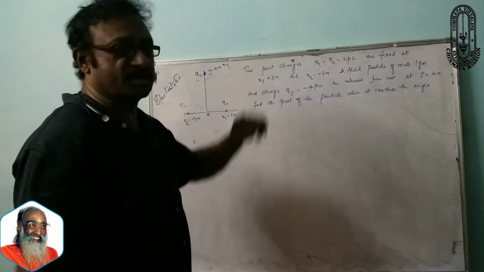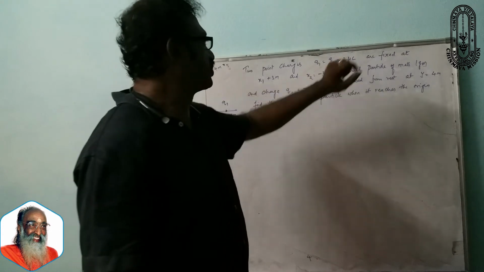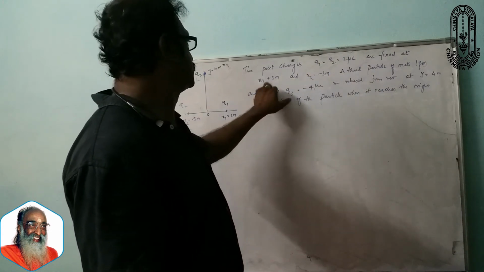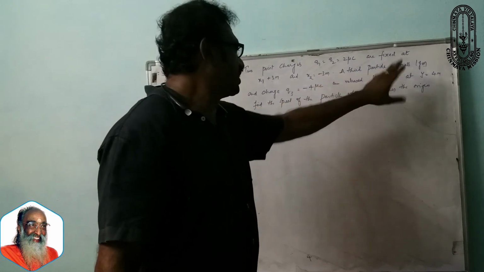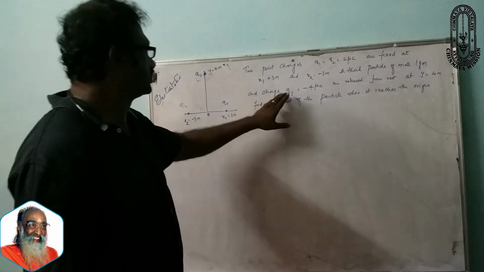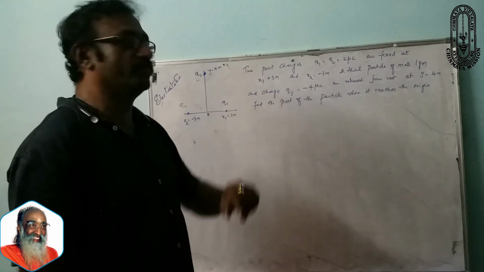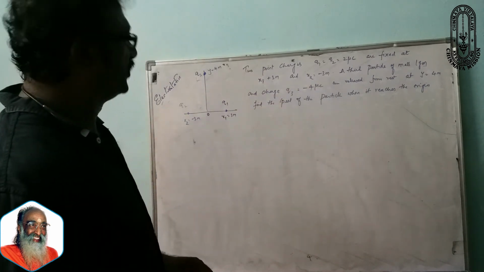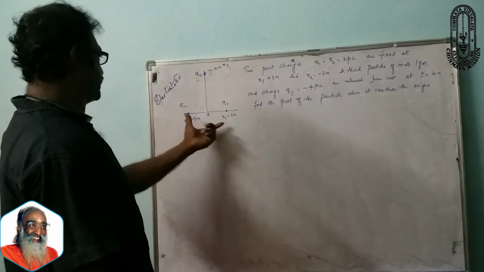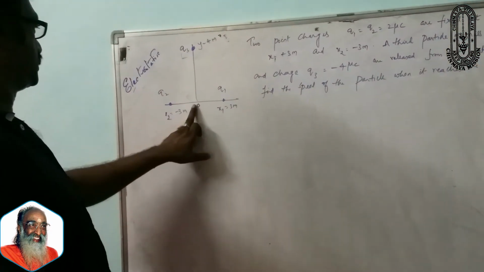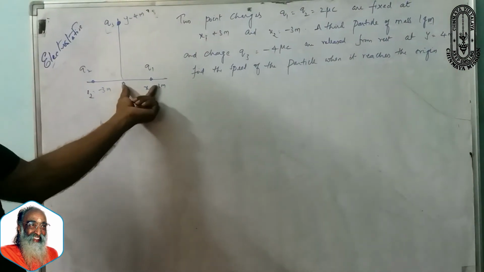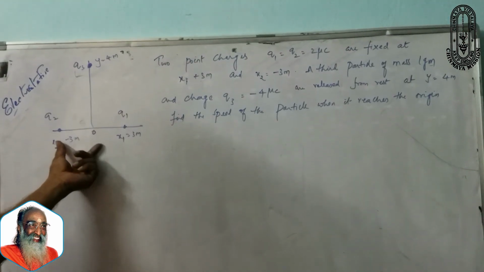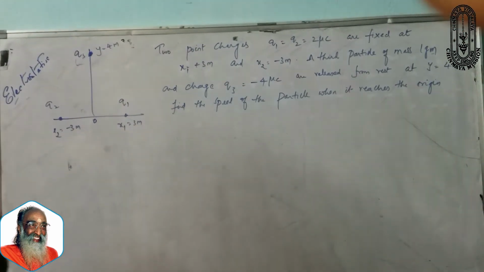The two point charges Q1 and Q2, 2 microcoulomb each, are fixed at x1 is 3 meter and x2 is minus 3 meter. A third particle of mass 1 gram and charge Q3 is minus 4 microcoulomb is released from rest at y is equal to 4 meter. Just look at the diagram given here. We are considering this as the x-axis and this is the origin. This is x1 is 3 meter, where the charge Q1 is kept. And this is minus 3 meter and charge Q2 is kept here.